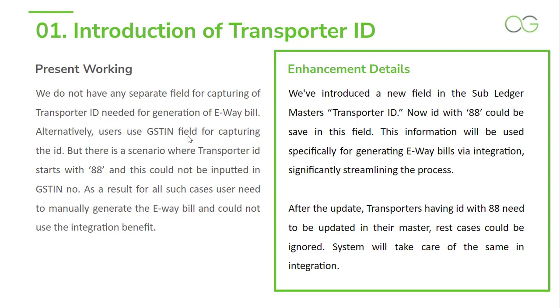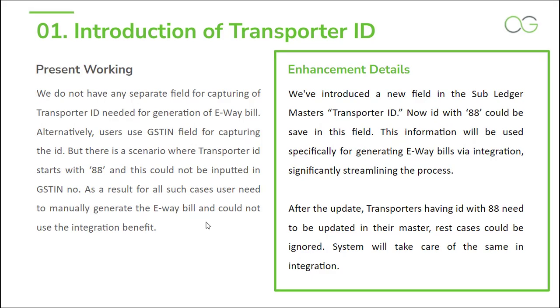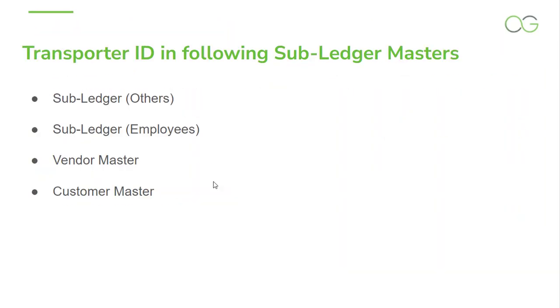So, as a result, for all such cases, users needed to manually generate the e-waybill and they could not use the integration benefit. Now, we have introduced a field, Transporter ID. After the release, users need to update the subledger master for the transporter having Transporter ID 88. For the rest of the cases, it could be ignored. So it might be pretty clear where ID needs to be updated, and thus it has been introduced in the following subledger masters: subledger others, employees, vendor and customer master.